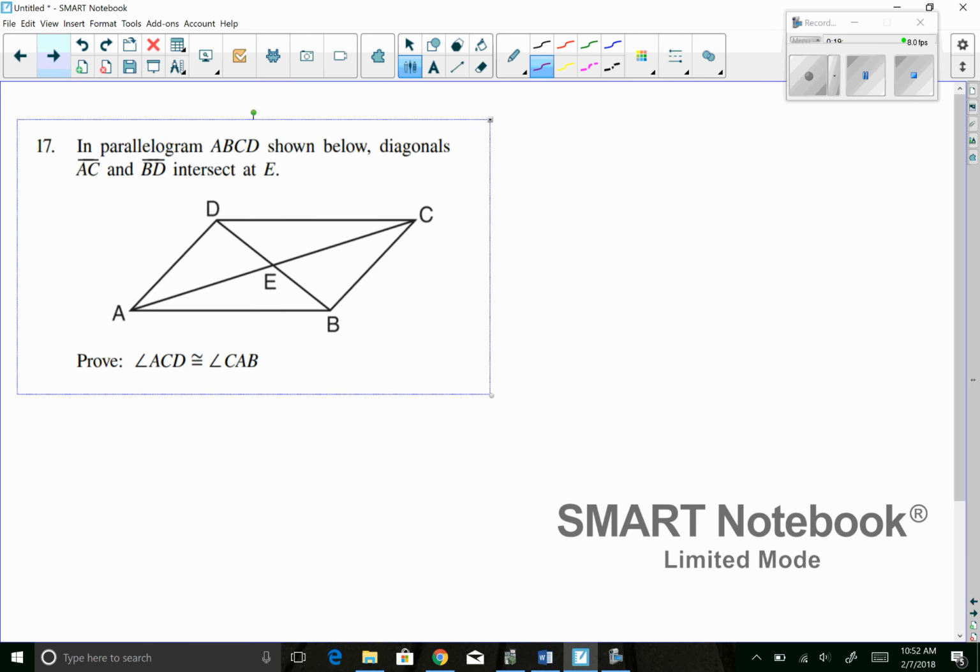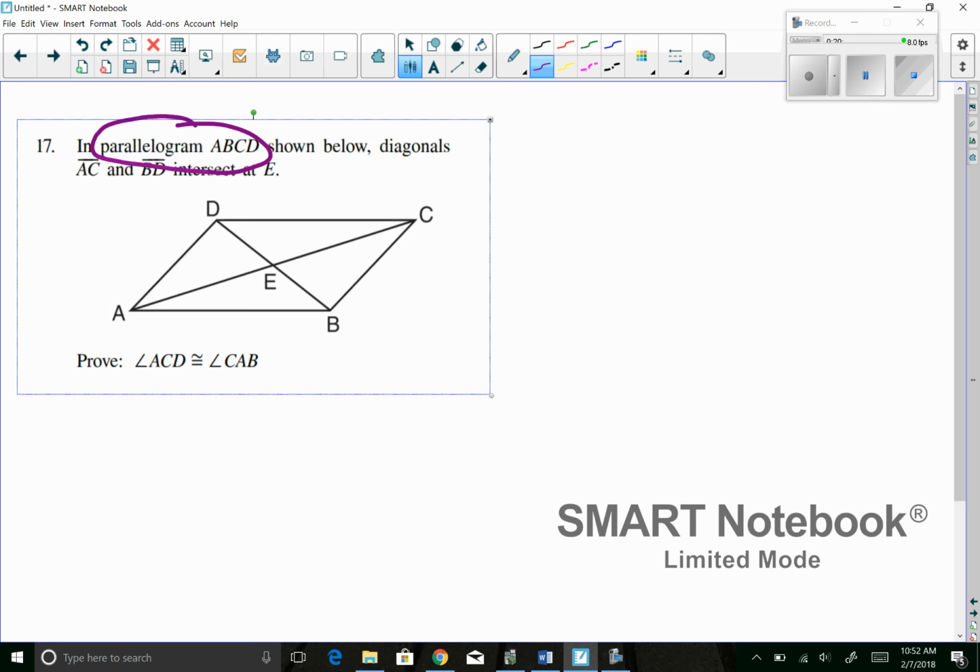There definitely is one proof on your benchmark exam on Thursday, tomorrow. Now, I'm not saying it's similar to this one, but it's got a lot of the same concepts here. So it asks us to prove two angles are congruent, angle ACD and angle CAB. Now, I don't actually need to even prove triangles are congruent here because of this.